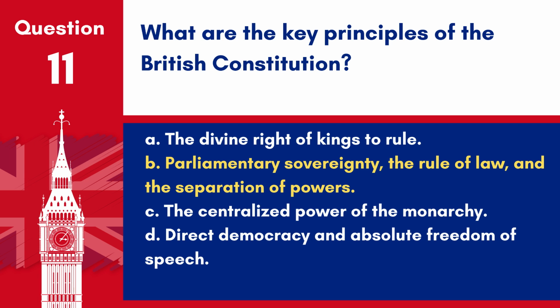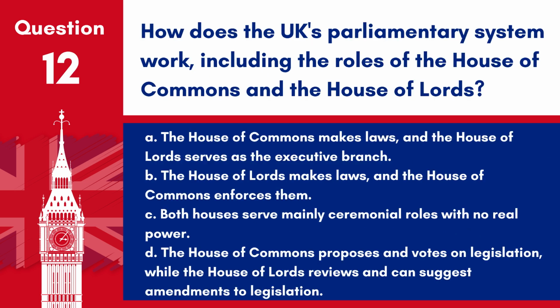The British Constitution, which is unwritten, is founded on key principles, including the sovereignty of Parliament, the importance of the rule of law, and the separation of governmental powers, ensuring a balanced and democratic governance structure. Question 12. How does the UK's parliamentary system work, including the roles of the House of Commons and the House of Lords? A. The House of Commons makes laws, and the House of Lords serves as the executive branch.